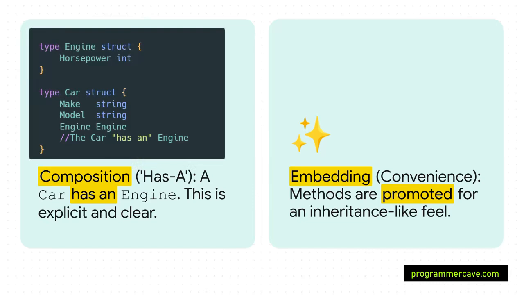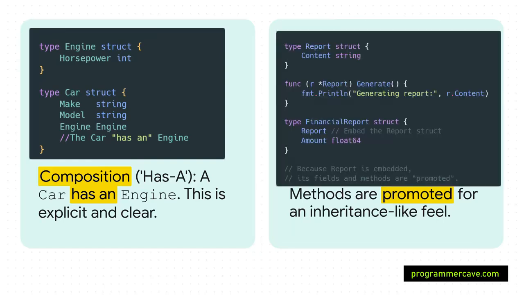Now, embedding takes this a step further. It gives you this nice, convenient syntax where methods from an inner type get promoted to the outer one. So it looks a bit like inheritance. But don't be fooled, it's still composition under the hood. This helps you avoid a ton of problems that can plague classical inheritance.